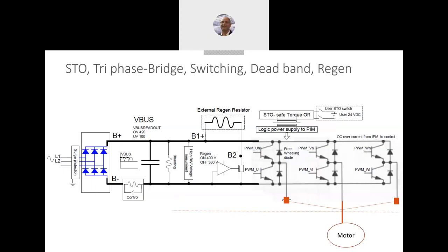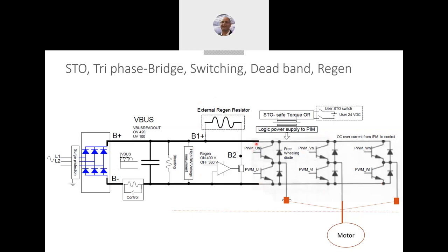So we were here, we have an AC line input, we have the surge protection, we have the rectifier, together with the capacitor we get the B plus and the B minus. We also have, in many servo drives today, a high bandwidth voltage measurement that can tell me the bus voltage. I skip this region, and we go back to the three-phase bridge.